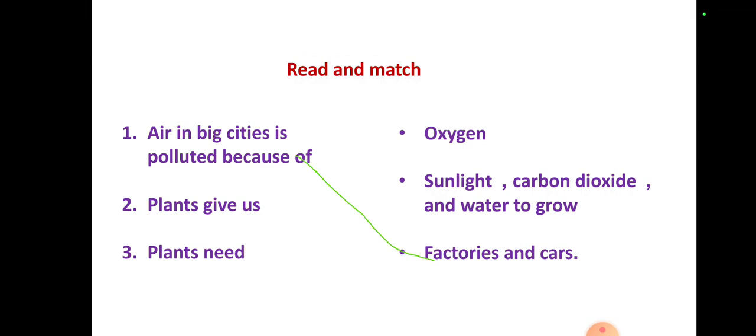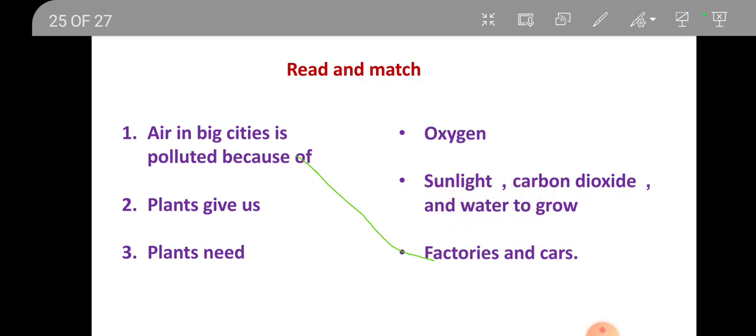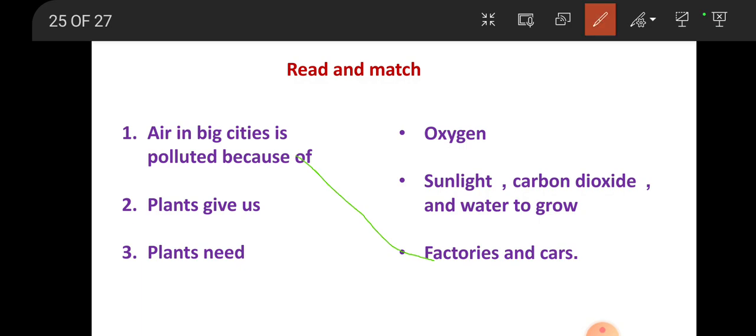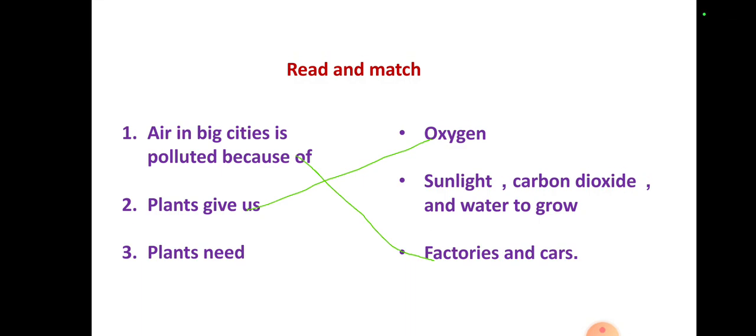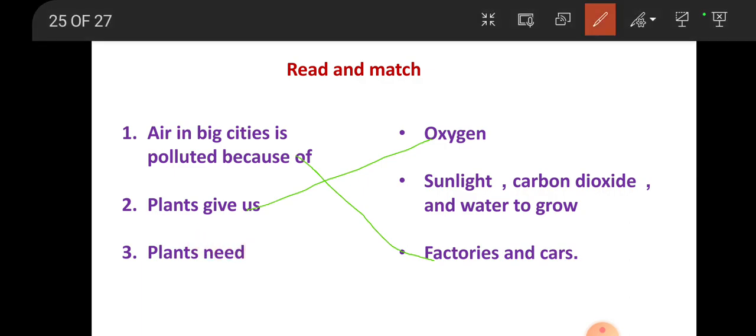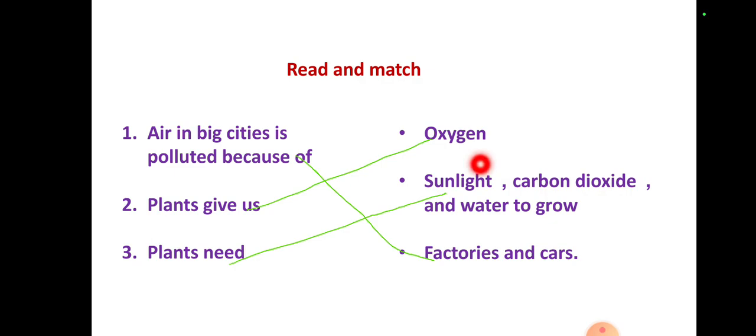Number 2, plants give us. Can you guess? Oxygen or sunlight, carbon dioxide, and water to grow. Of course, plants give us oxygen. Number 3, plants need what? Plants need sunlight, carbon dioxide, and water to grow.